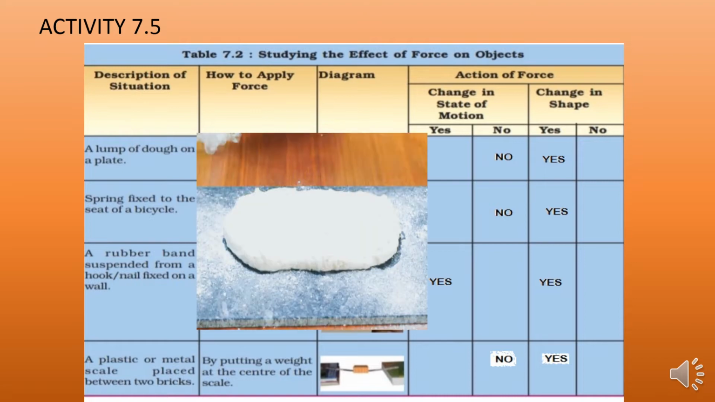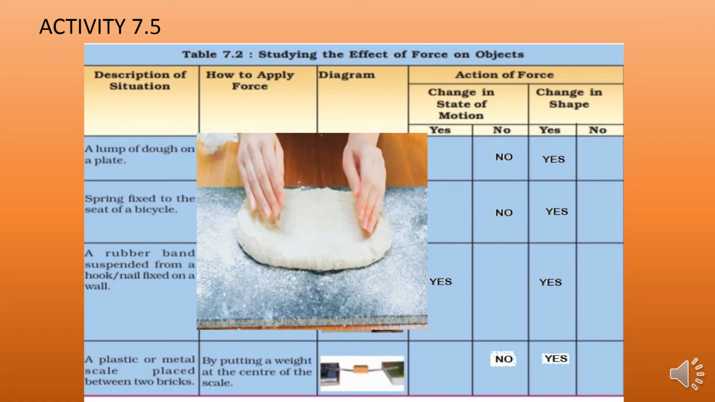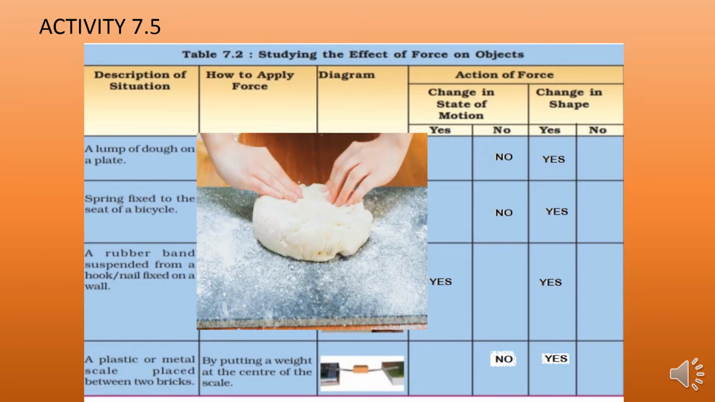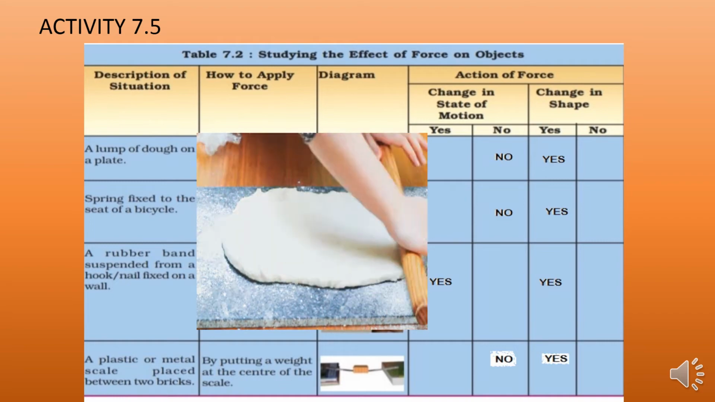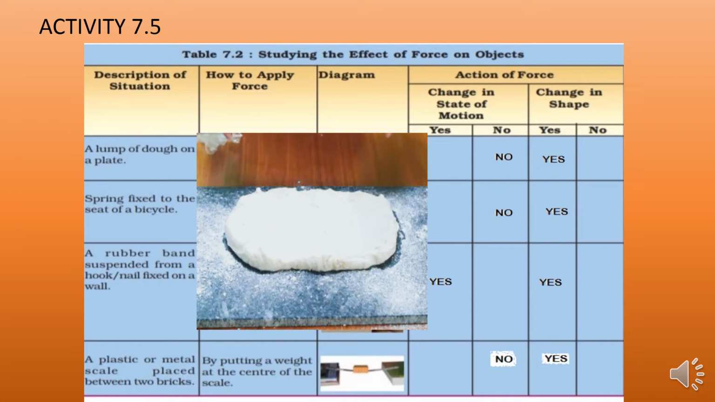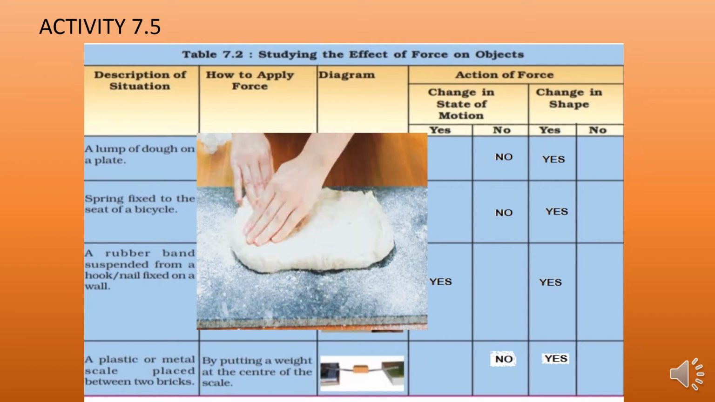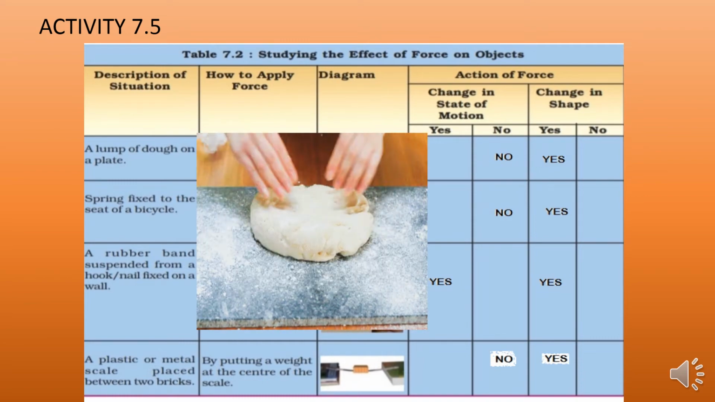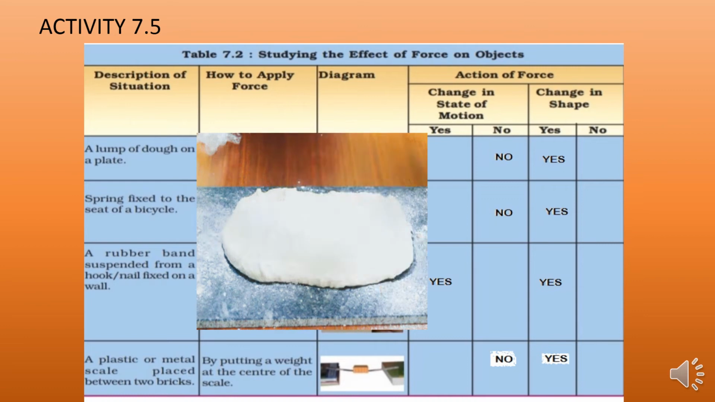So the first example is a lump of dough on a plate. If you observe here, we are pressing the lump of dough. How are we applying the force on the dough? By pressing it. So by pressing it, what is happening to the dough? The shape of the dough is getting changed, right? Its motion is not getting changed. It is not moving from one place to another place, right? Its shape is getting changed. So I have written yes in the column change in shape, and no in the column change in state of motion.